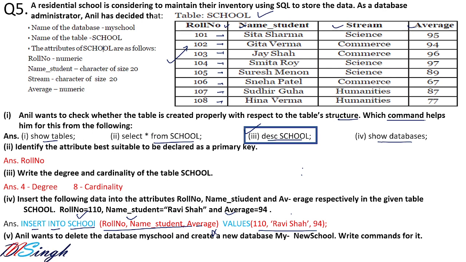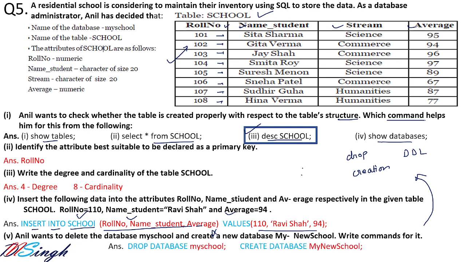Let us see the next question. Anil wants to delete the database MySQL and create a new database, new school. Write the command for it. For deleting or creating, which command is used? It is the job of DDL commands, because we are dealing with data definition. So here you have the drop command for deletion and the create command for creation. What we write: drop database, then the database name. So drop database MySQL, and the next one is create database my new school. That is what is asked.